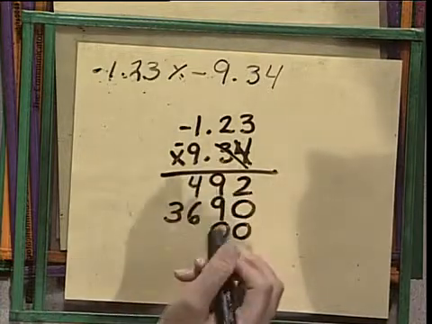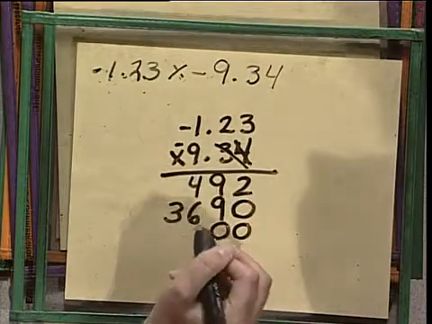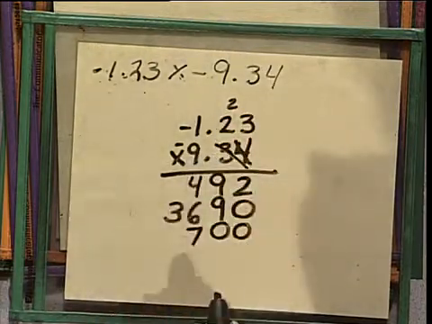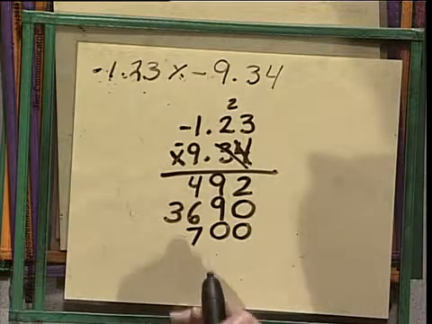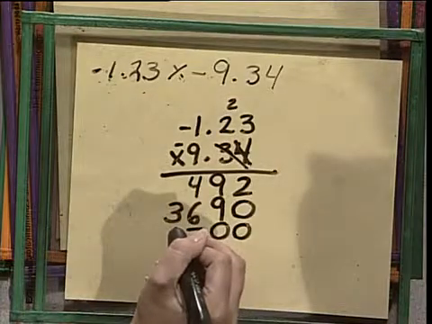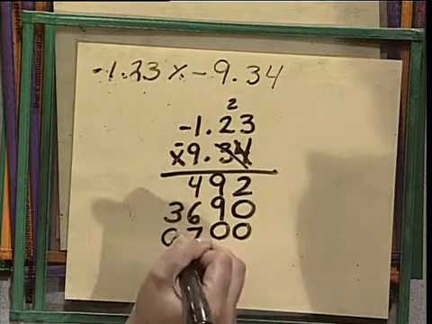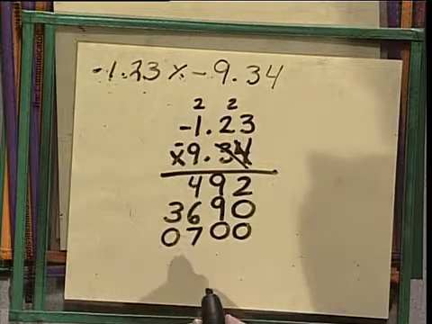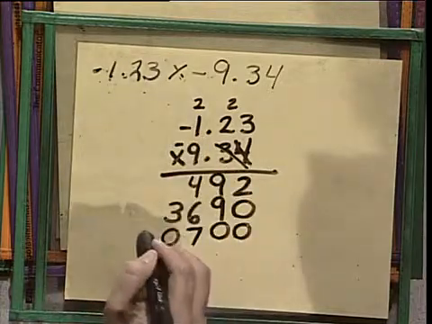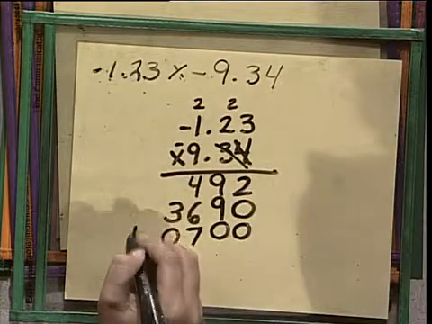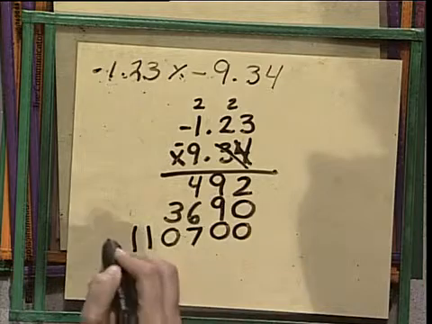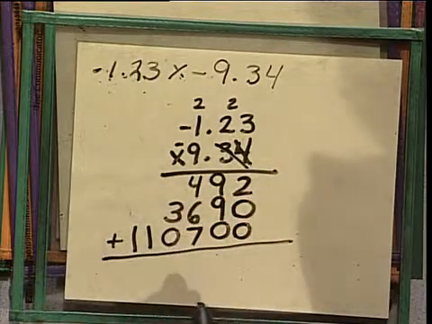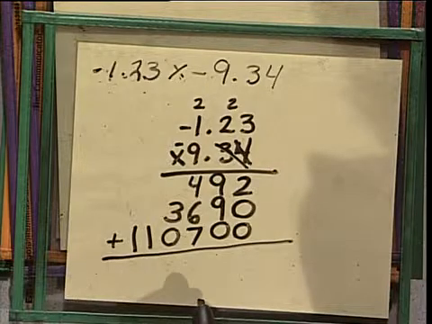9 times 3. 27. Good. 9 times 2. 18. Plus 2 more. 20. Great. You know your facts. 9 times 1. 9. Plus 2 more. 11. Very good. Okay. So now what we need to do is put together all these pieces that we just multiplied out. Okay? All right.